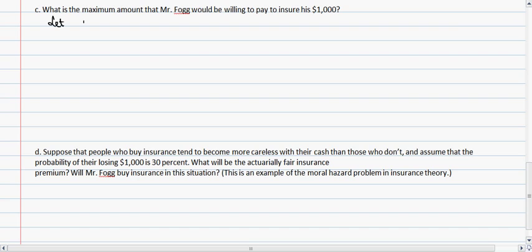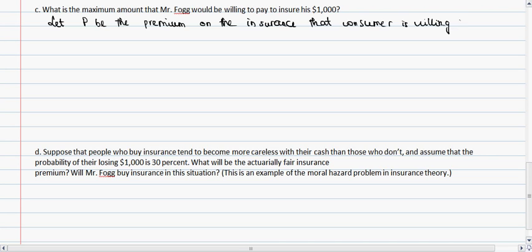So I'll let P be the premium on the insurance that the consumer is willing to pay. So I'll let this be the maximum premium that the consumer is willing to pay for the insurance.